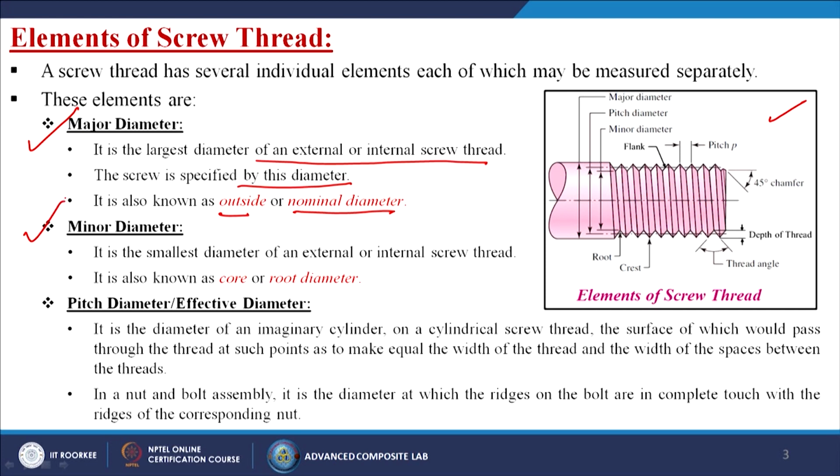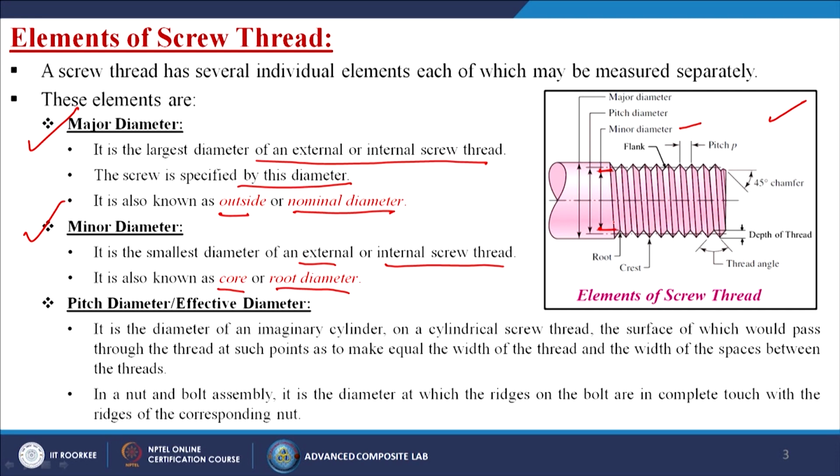Next, come to the minor diameter. It is the smallest diameter of an external or internal screw thread. It is also known as the core or root diameter. So, this is our minor diameter. Okay. So, from here to here.